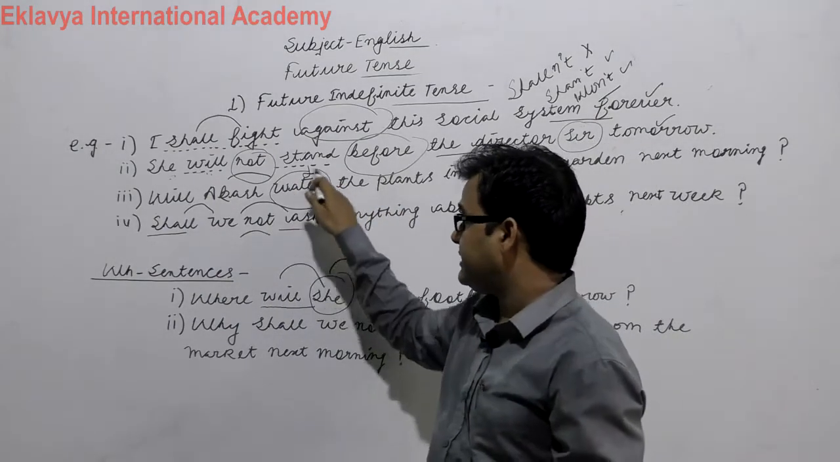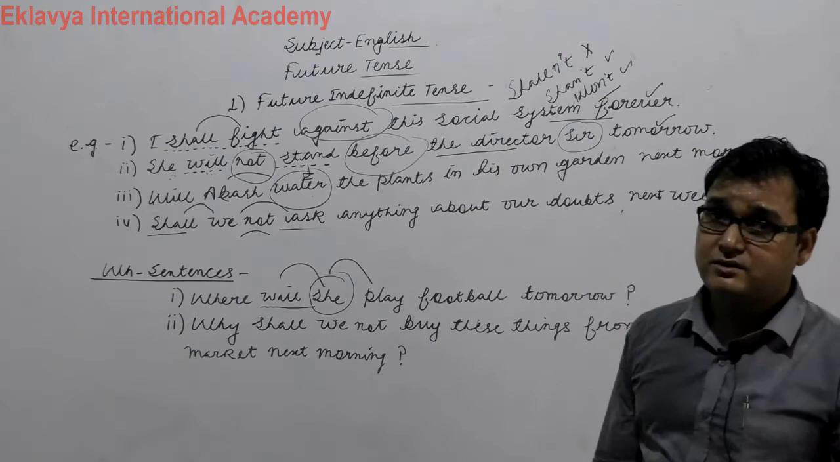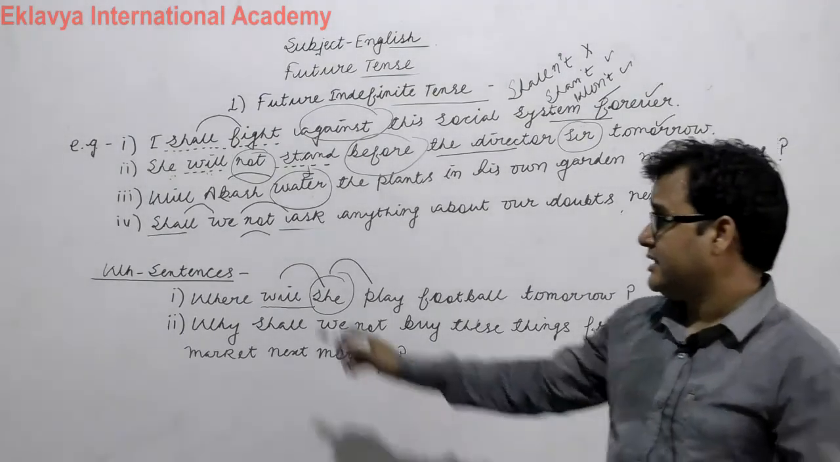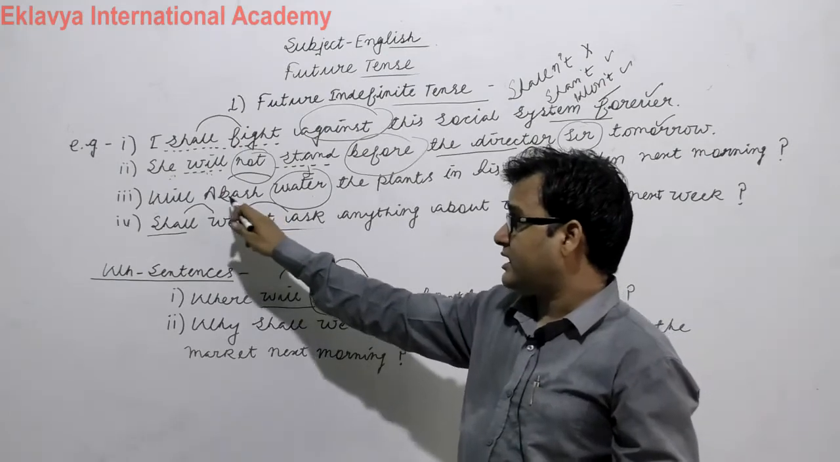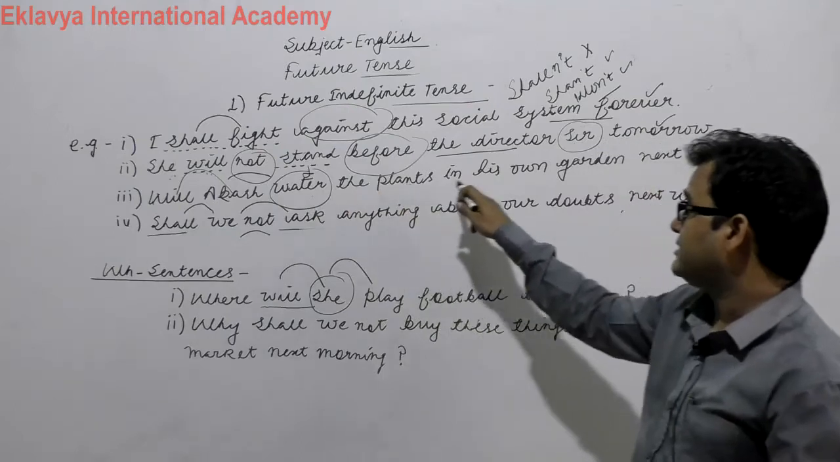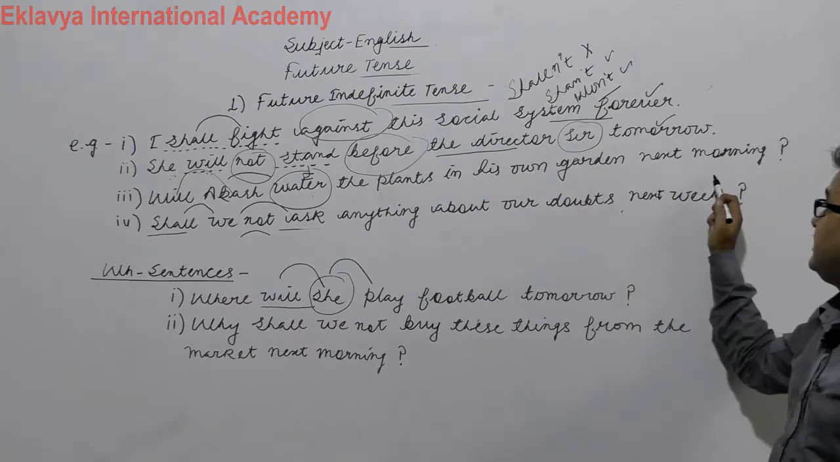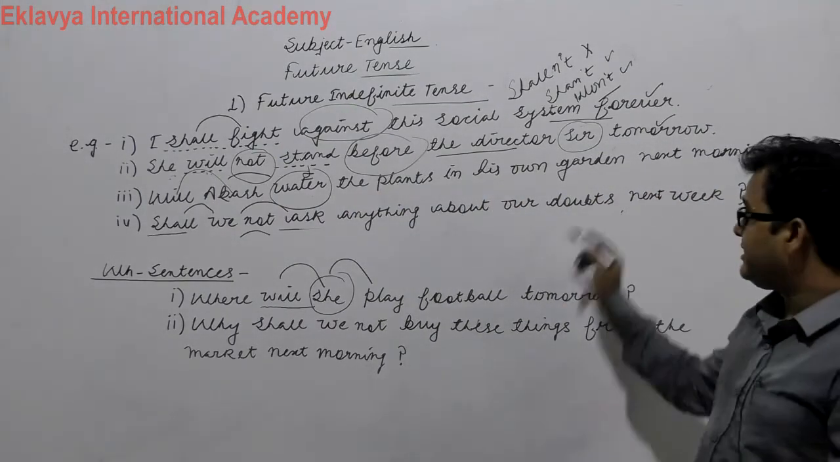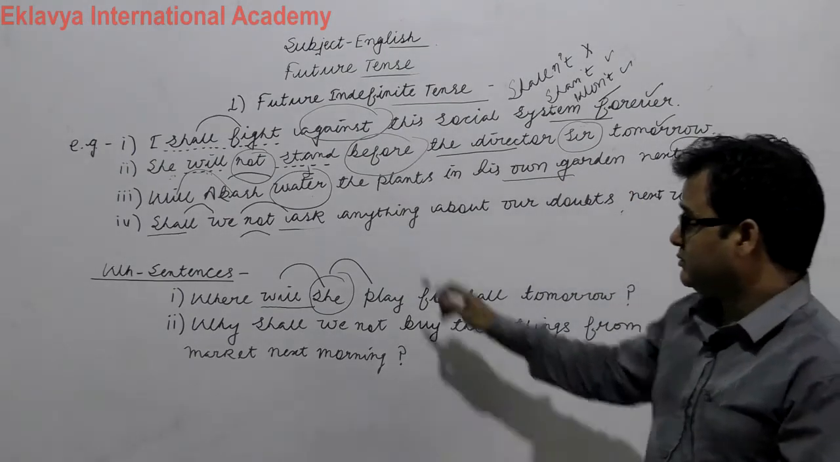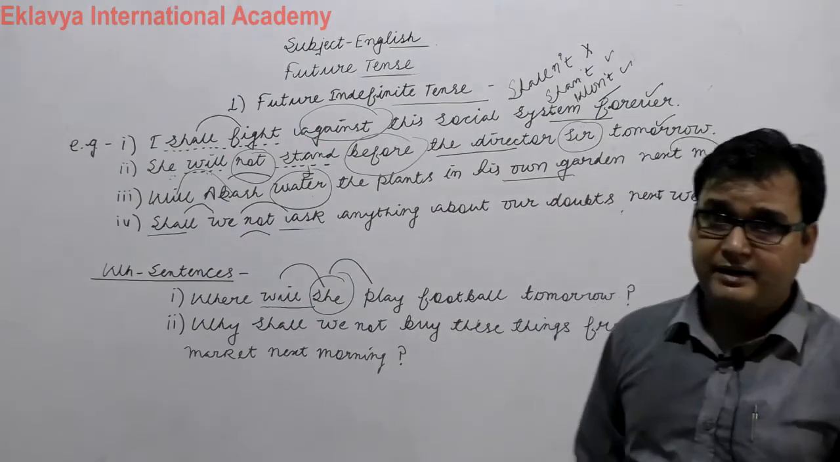Water basically is a noun, but it is used also as a verb, water. I shall water the plants. So will Akash, I have used a helping verb before your subject. Will Akash water the plants in his own garden next morning? कि आकाश जो है अपने ही गार्डन में नेक्स्ट मॉर्निंग अगली सुबह जो है वो पौधों को पानी देगा.